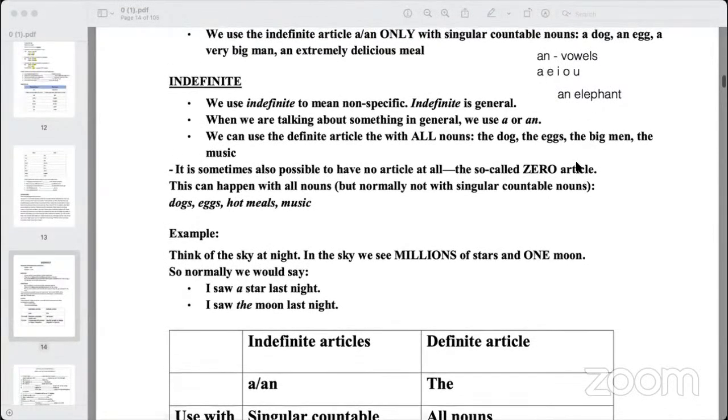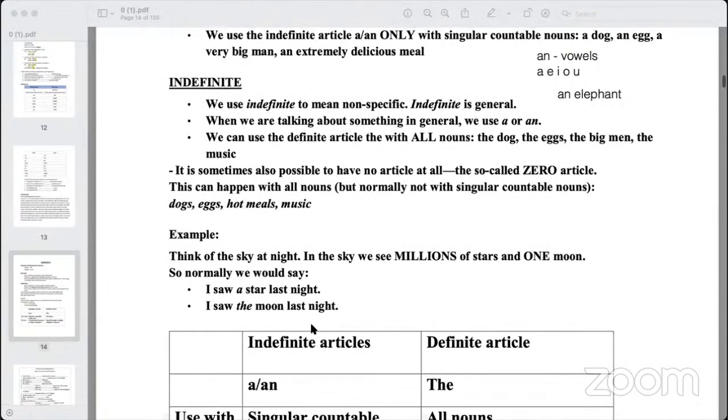Before I move on to any examples, do any of you need further help with the definitions of what definite and indefinite articles are? If you are not sure, please raise your hand up. You can also use the Zoom chat to type in any questions.